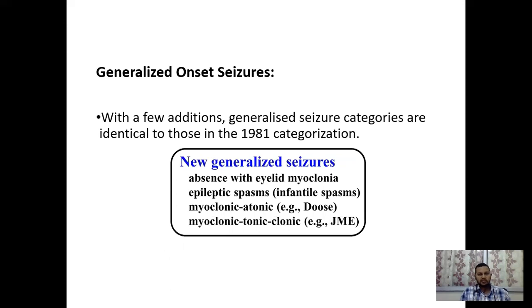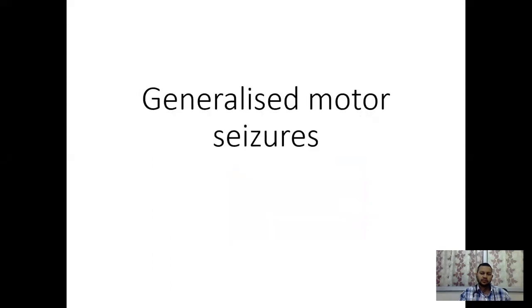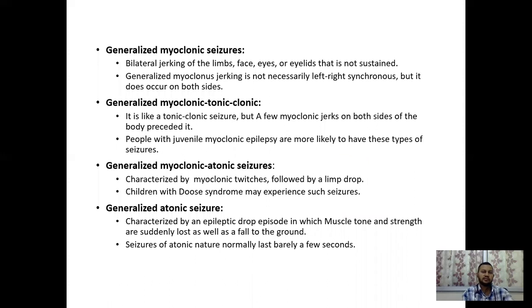Generalized onset seizures. With a few additions, generalized seizure categories are identical to those in the 1981 categorization. New generalized seizures: absence with eyelid myoclonia, epileptic spasm or infantile spasm, myoclonic atonic and myoclonic tonic-clonic. Generalized motor seizures. Generalized myoclonic seizures, in which there is bilateral jerking of the limbs, face, eyes, eyelids, that is not sustained.